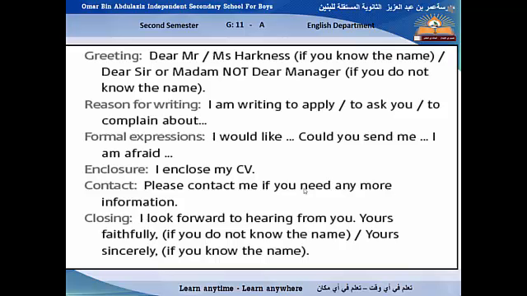Enclosure: I enclose my CV, meaning I am sending my CV with this letter. Contact: please contact me if you need any further information. Closing, like I look forward to hearing from you. Yours faithfully if you don't know the name, and yours sincerely if you know the name.